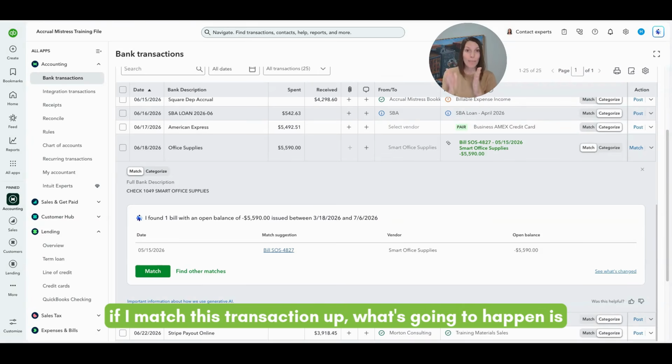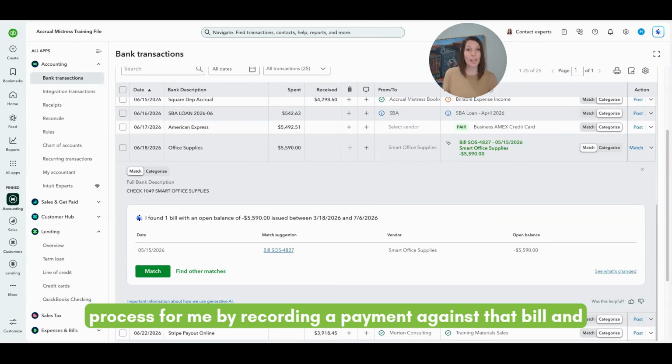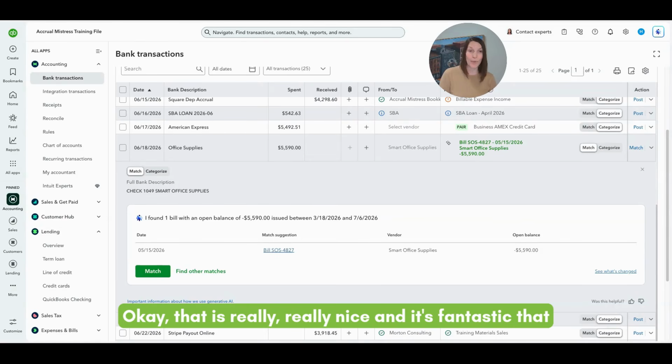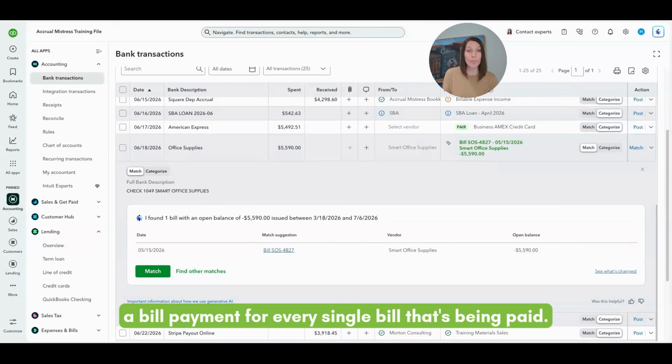First, if I match this transaction up, what's going to happen is QuickBooks is going to match the payment to the bill. It is going to complete the accounts payable process for me by recording a payment against that bill. And this transaction will show up in my bank register in QuickBooks Online, okay? That is really, really nice. And it's fantastic that you can match to a bill instead of a bill payment, because it means that you don't have to necessarily go in and record a bill payment for every single bill that's being paid.